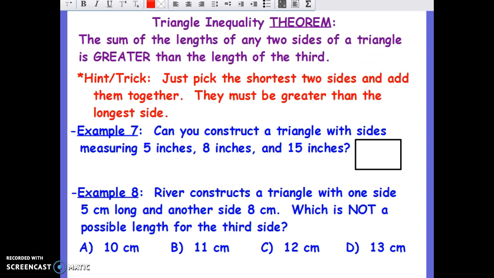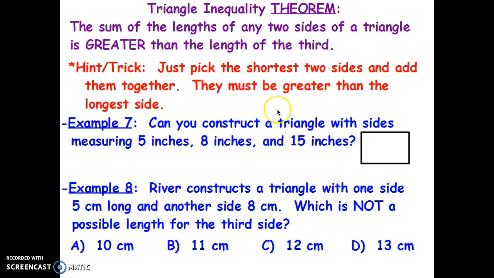Now, our triangle inequality theorem. This tells us the sum of the lengths of any two sides of a triangle is greater than the length of the third. Meaning, take the two shortest sides and add them together. They have to be greater than the longest side to be able to make a triangle. So can you construct a triangle with sides measuring 5 inches, 8 inches, and 15 inches? Well, we just have to pick the two shortest sides, which are 5 and 8. 5 plus 8 is 13. 13 isn't greater than 15, so no, we can't create a triangle with these side lengths.